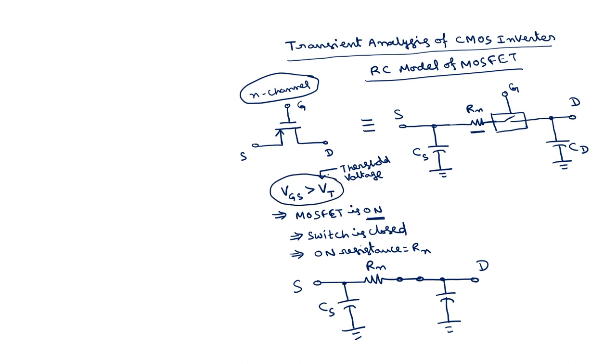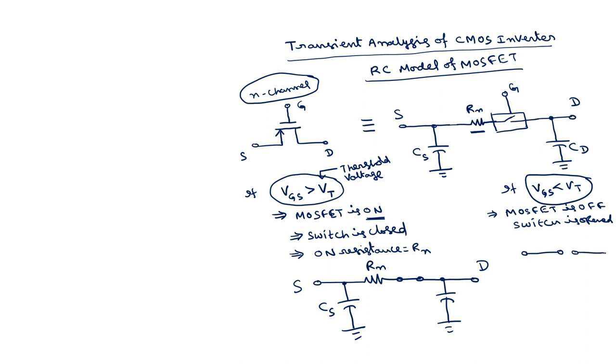If VGS is greater than VT, that is this case. If VGS is less than VT, the MOSFET is off and the switch will be opened. Simply there is an open circuit between source and drain. Because there is an open circuit, there will be no resistance, no capacitor, nothing. This is the same as the ideal case. So, this is the equivalent circuit. In case VGS is less than VT, simply open circuit. If VGS is greater than VT, this is the equivalent circuit of the NMOS device.